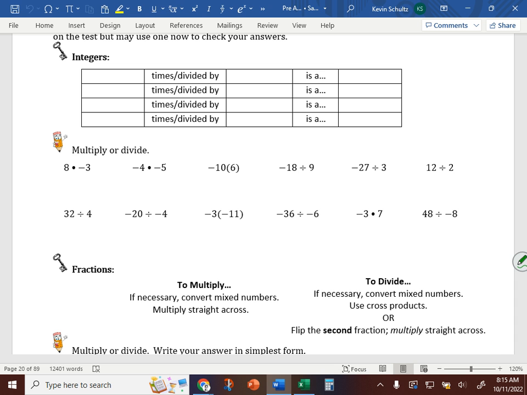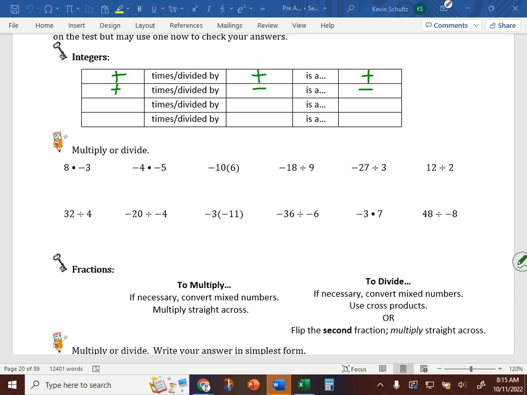Okay, what is a positive multiplied or divided by a positive? What is the result going to be? A positive. Okay, that's what you grew up learning about. When you first learned your multiplication tables in third grade, it was always just so positive. Okay, when you have a positive multiplied or divided by a negative, the answer is negative.